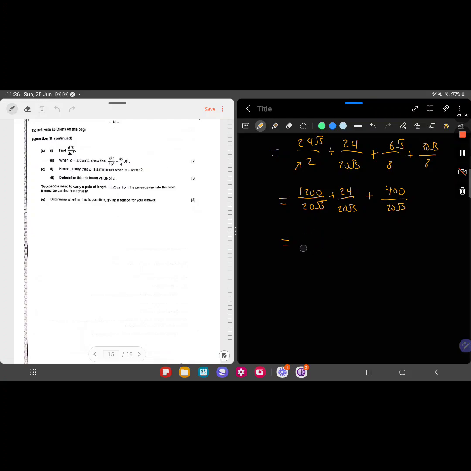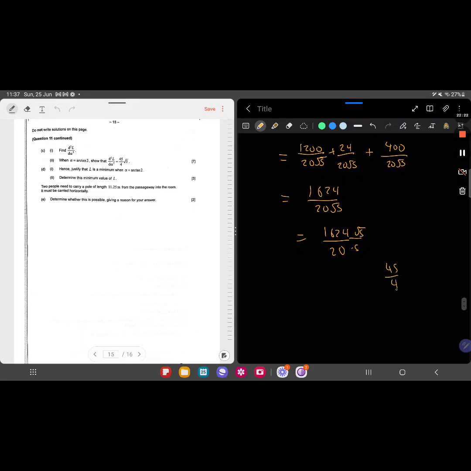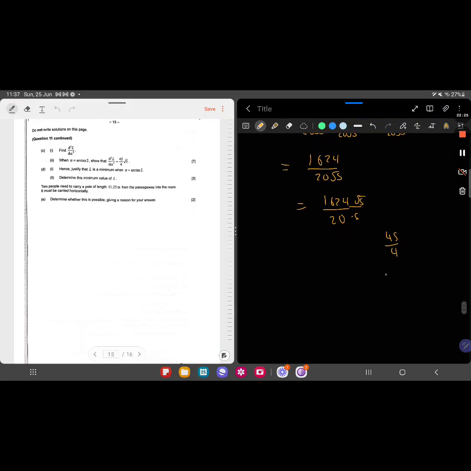Well, I guess I've achieved failure, to be fair. Let me see this part. Wait, 1624 over 20 root 5 times root 5 on both sides. 1624 over 20 times 5 here. So it's 100. Yeah, that is definitely not a dodgy answer. But you know what? Wait, actually, what is 45 over 4? Isn't that like 16? No, that's like 11 point something. Is this 11 point something?